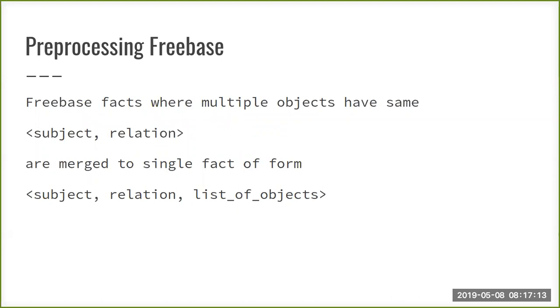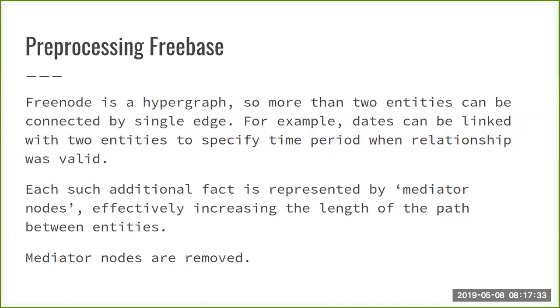For preprocessing Freebase, they first merge a lot of these facts into a single fact. Every fact where objects share the same subject and relation will be merged into subject, relation, and a list of all objects. Also, Freebase is a hypergraph, so more than two entities can be connected by a single edge. That is actually the definition of a hypergraph.